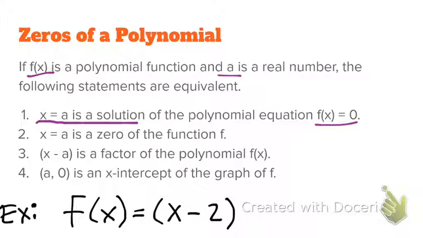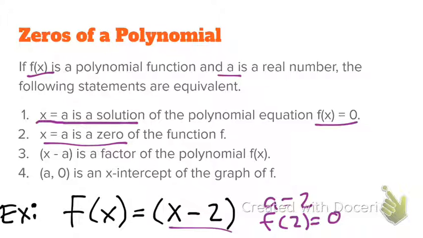So for example, I just drew f of x equals x minus 2. It's simple, but it is a polynomial. Alright, so in this case, a would equal 2 because f of 2 is equal to 0. So that means we would say 2 is a solution to the polynomial. Alright, we can also call x equals 2 a zero of the function, and x minus 2 would be a factor of the polynomial. And if we were to graph this, we know that it would go through 2 on the x-axis because (2, 0) would be an x-intercept of the graph.